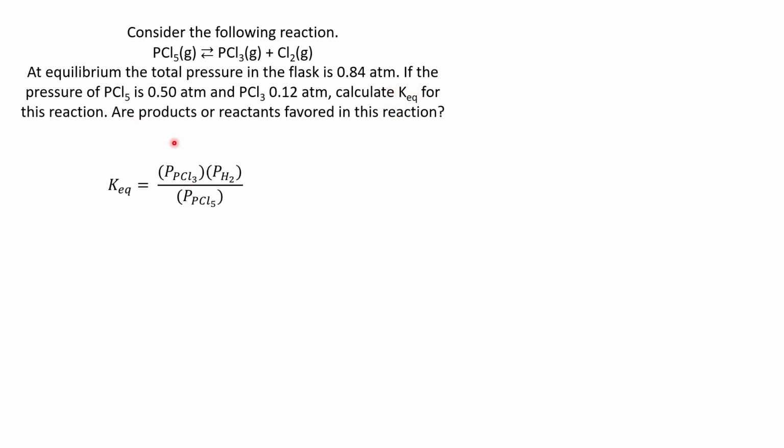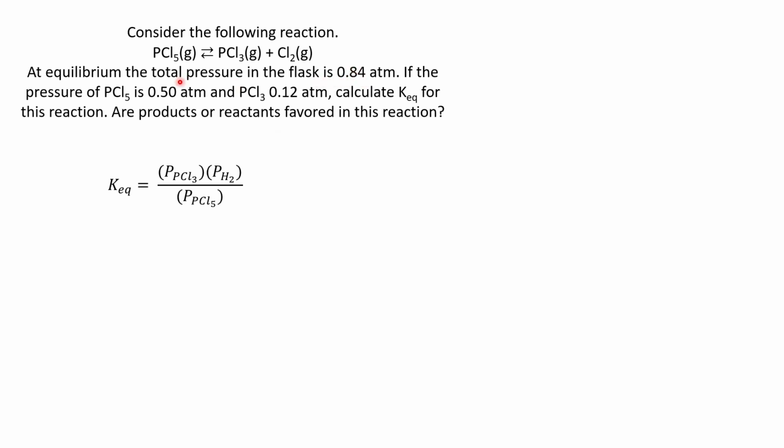My expression for KEQ is right here. And again, you'll notice this is part of the twist. I have a little bit of a problem. While I do have the equilibrium pressure for my PCl3 and my PCl5 given in the problem, I don't have my pressure for my hydrogen. So what's going on with that? Well, we need to first calculate our pressure of hydrogen.